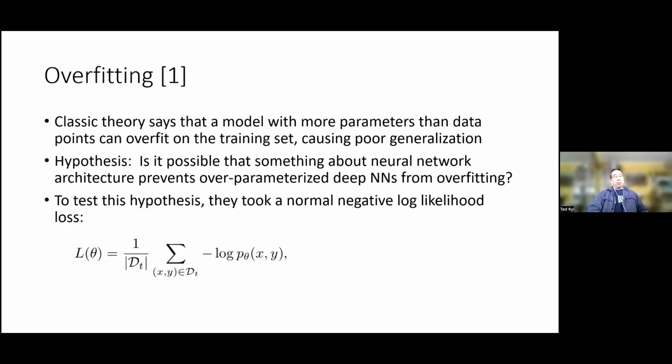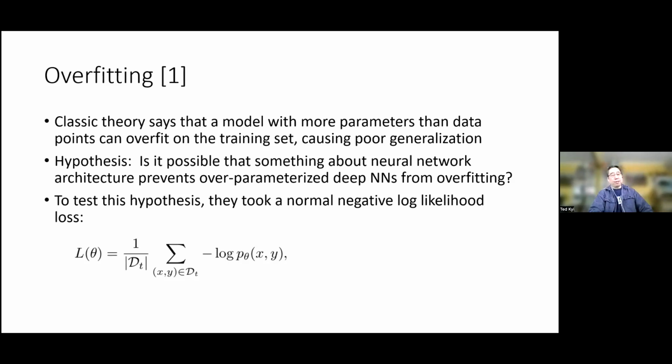So the problem we're talking about here is overfitting. Classical machine learning theory says that as you add parameters, your model can memorize your training data and it can overfit and have poor generalization. Like I said in the overview, one hypothesis is that there's something about the neural network architecture, that it's just a beautiful architecture and it's not possible to overfit. And so they came up with what I thought was a very clever way to test this hypothesis. This is the main thing that I thought was really fun and interesting about this paper.